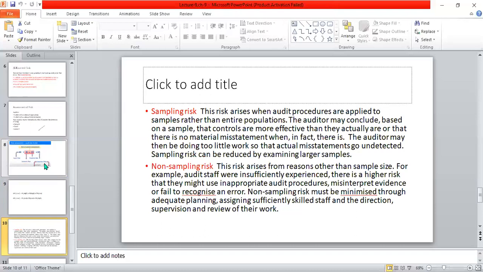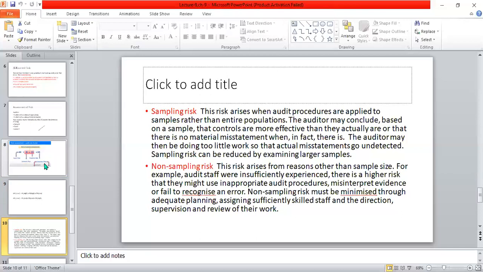Sampling risk is when an auditor doing an audit for a company selects a few invoices, for example 50 out of 10,000 invoices. And luckily, all the invoices are properly approved, signatures are there, data is there, and everything supporting is there.